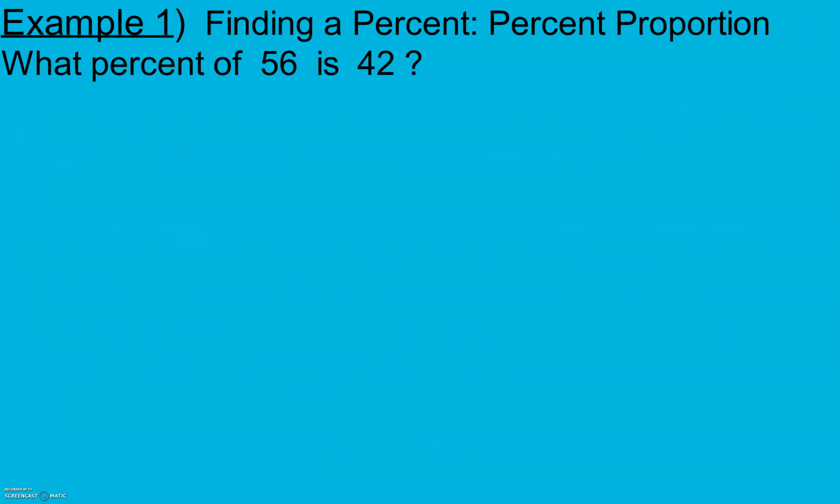Example 1 here, we're going to use the percent proportion to find what percent of 56 is 42. So if we look here, we started off with 56. 56 is our base, and the part is A. That's where we went from. We started with 56, went to 42. So I'm going to have A over B equals P over 100. So again, it's part over base equals P for percent, and that percent is over 100. Percent literally translates to divided by 100. Cent is 100, so percents are always over 100.